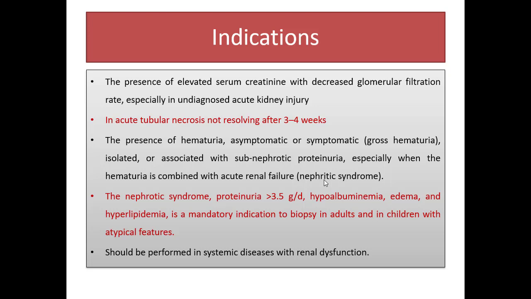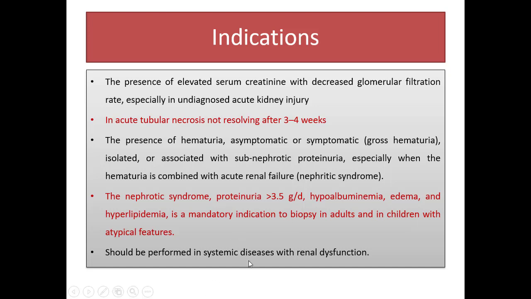The nephrotic syndrome, proteinuria more than 3.5 grams per day, hypoalbuminemia, edema, and hyperlipidemia, is a mandatory indication of biopsy in adults and in children with atypical features. Why? Because in children, in 90% of cases the biopsy result will be minimal change disease, and again this minimal change disease has no specific treatment except in the resistant cases or the cases with atypical features. So if I know the treatment before the biopsy, I will not do a biopsy. I reserve it for the situation of follow-up, not the diagnosis.